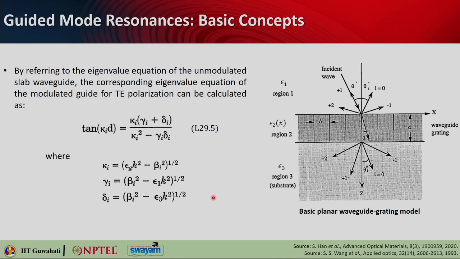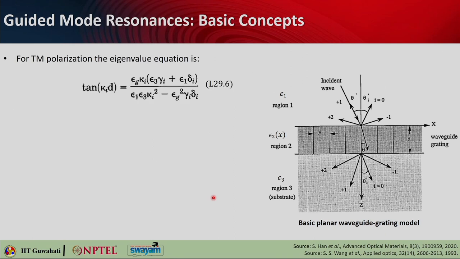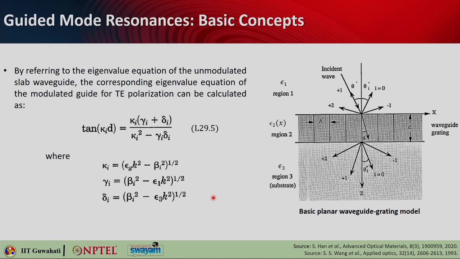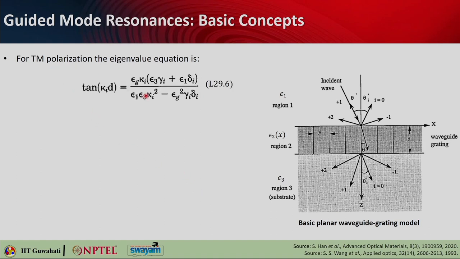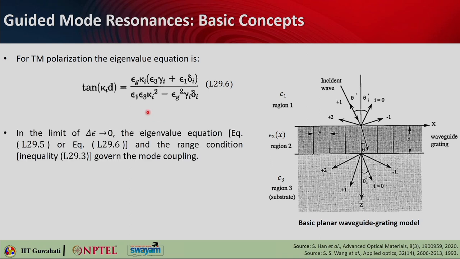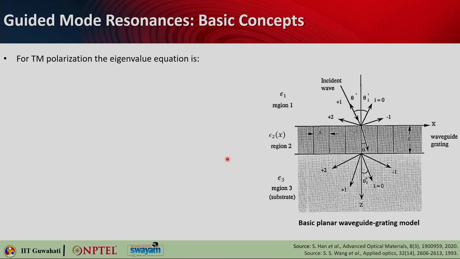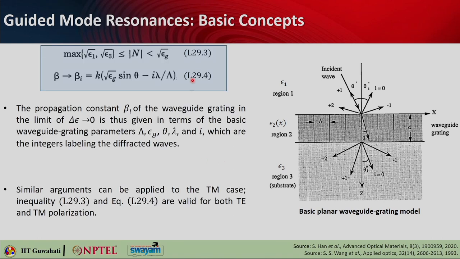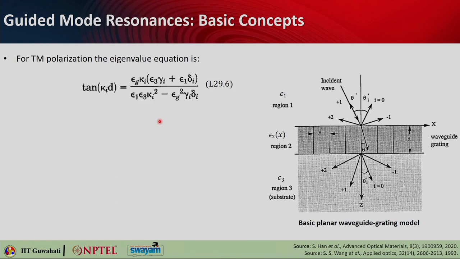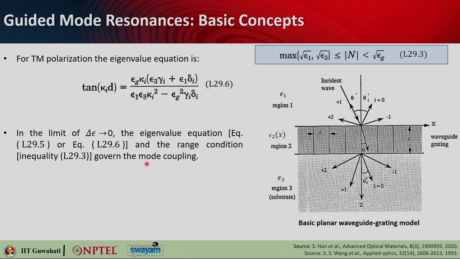We'll just have a quick look, we'll not go into much detail. I'm just showing you the formula here that will give you some idea of how the GMR effect has come. So for TM polarization, the eigenvalue equation looks like this. The previous one was for TE, this one is for TM. In the limit of delta epsilon tending to 0, the equations that you've seen for TE or TM, and the range in equation 3, are all holding good. They all govern the mode coupling, so they tell you which modes are possible.